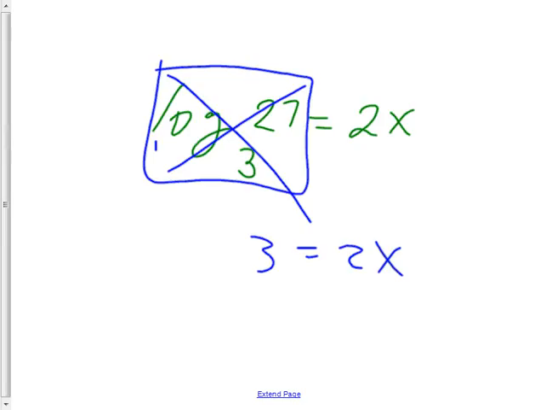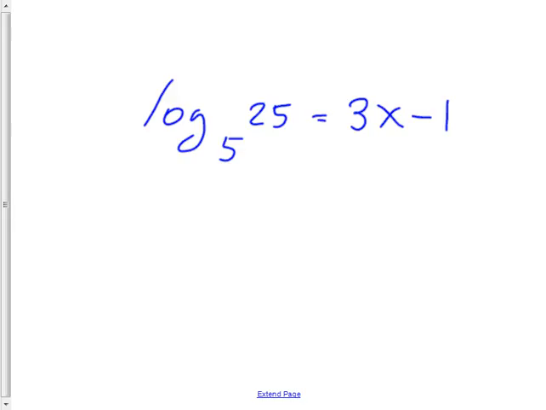So if you can figure out a block like this and replace it with just a number, it helps a lot. So let me see if you can handle this one. Log base 5 of 25 equals 3x minus 1. Hint, start by simplifying the left side, and it becomes a nice, simple equation.